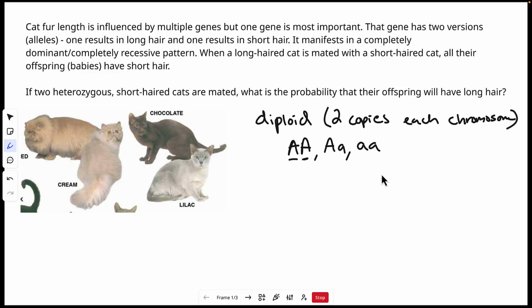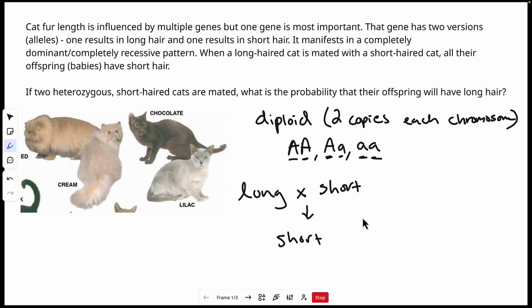So let's just call this fur length gene the A gene, and it has two copies. It could be different versions. Now the question is, how are you going to know which one's dominant or recessive? In this case, we're not telling you, but we do tell you that if you have a long-haired cat mated with a short-haired cat, all the offspring, that's what babies means, that's what offspring means, have short hair.